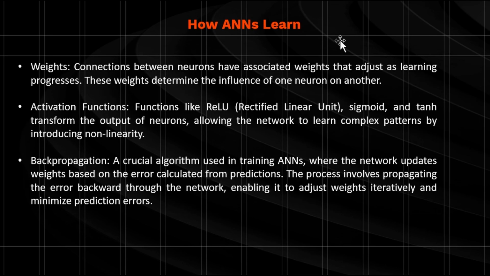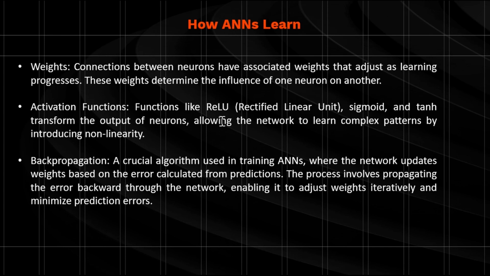Now let's see how ANNs learn. This process depends on three main things: weights, activation functions, and backpropagation. As we discussed earlier, weights control the strength of connections during training. The network constantly adjusts these weights based on errors. For example, if a prediction is wrong, the network tweaks the weights and tries to get it right the next time.